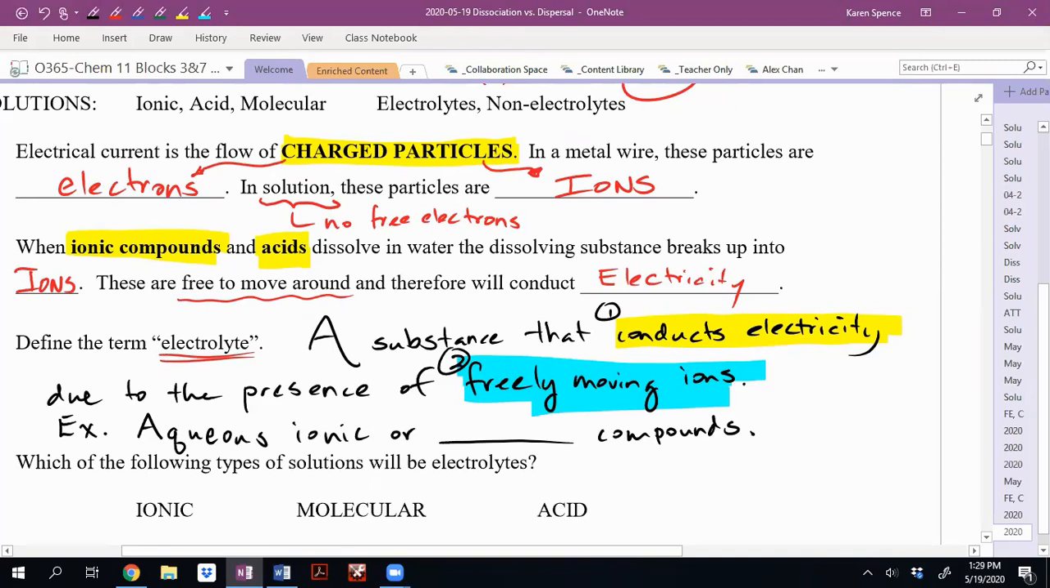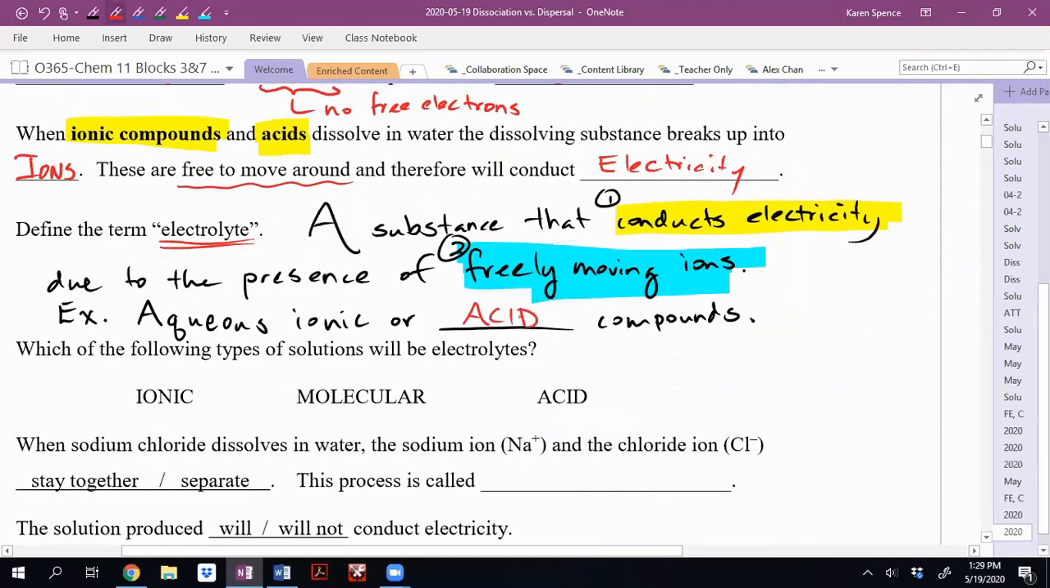Molecular? No. Molecular ones, remember, they don't split apart into ions. They simply disperse. So a sugar molecule stays intact. Okay, acidic. If you have an acid, it also splits apart.